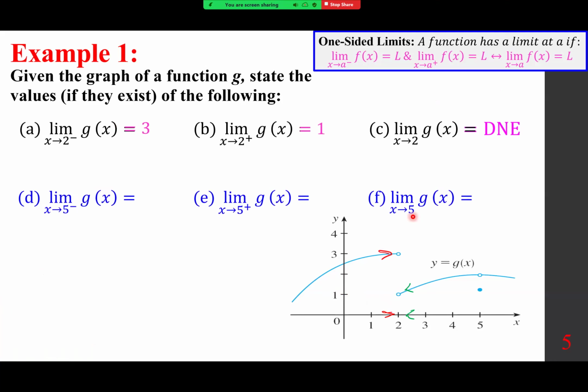We are interested in finding the limit of g of x as x approaches 5, and again we look at one-sided limits. Notice, as we approach 5 from the left and from the right, in both cases, we are moving towards this hole, and this hole has a y-coordinate 2, therefore the limit exists and it's equal to 2.